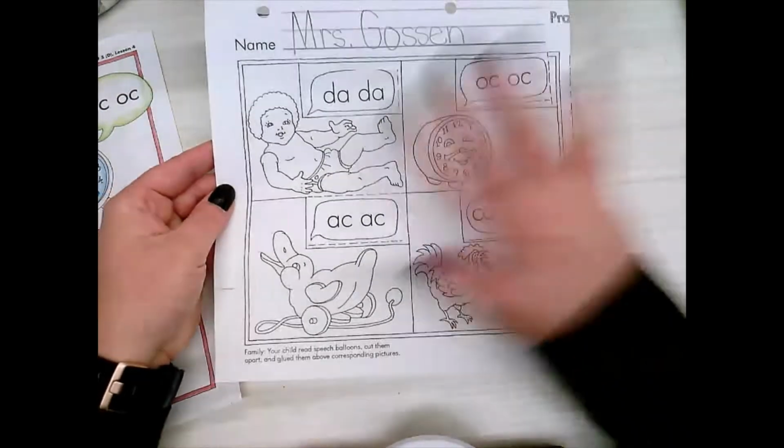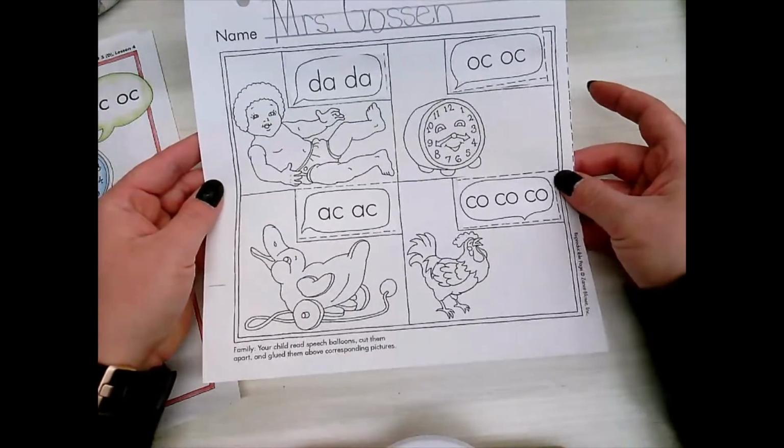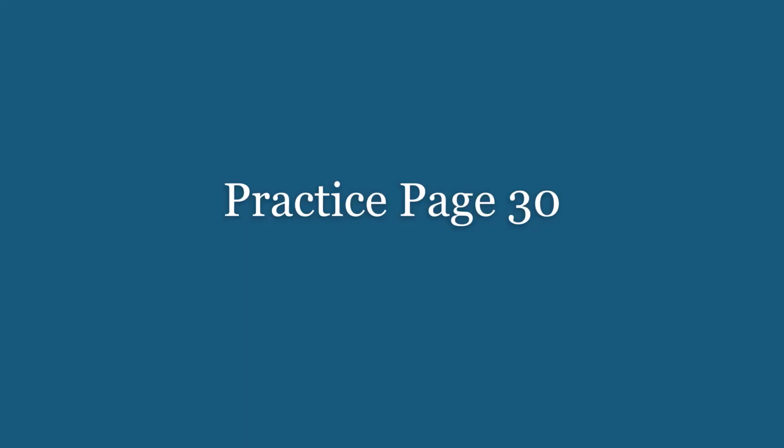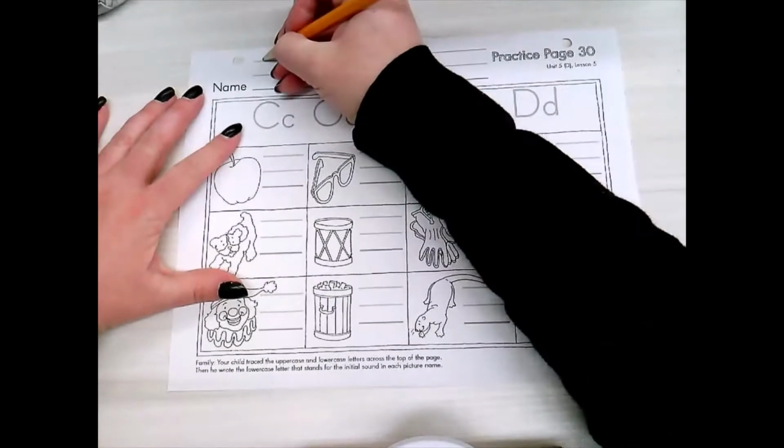Super. If you'd like to color these pictures, you can. And then we're going to move on to page 30. On page 30, we need to start by putting our name on the top.